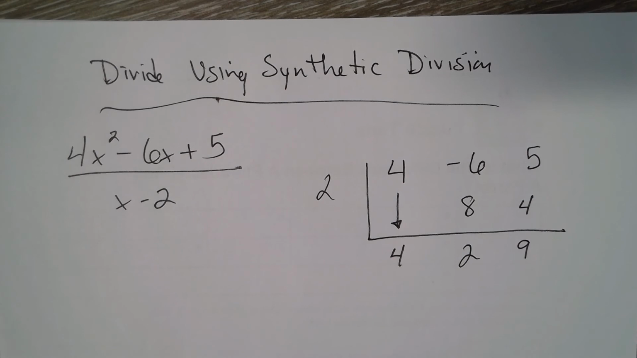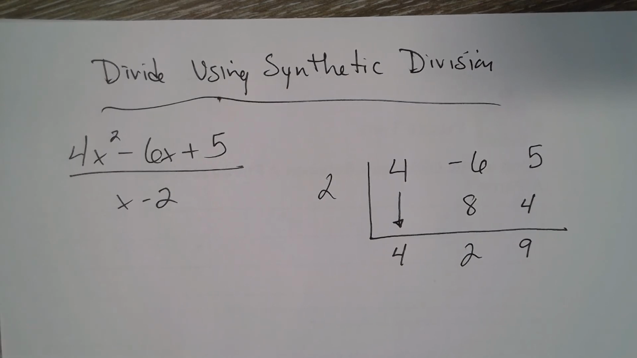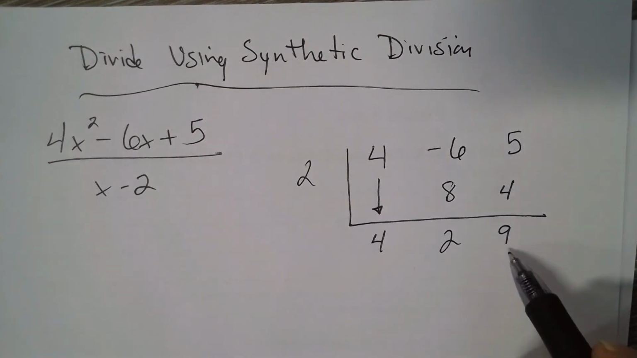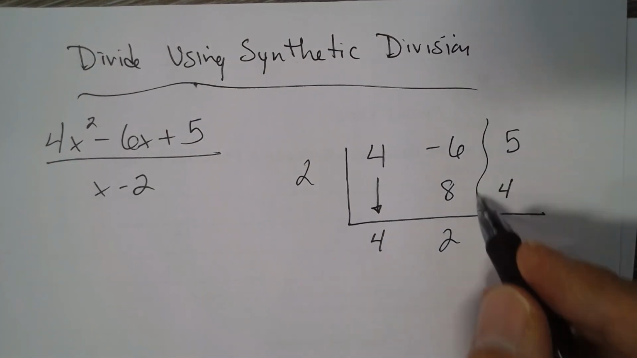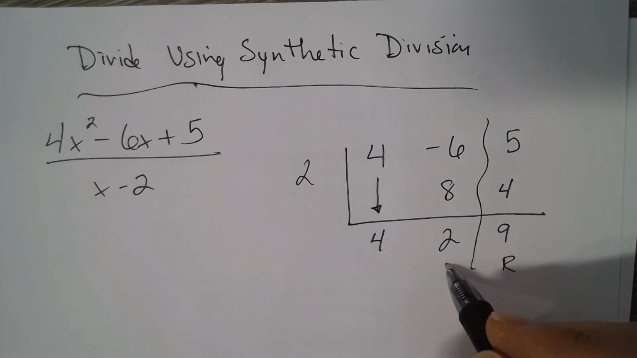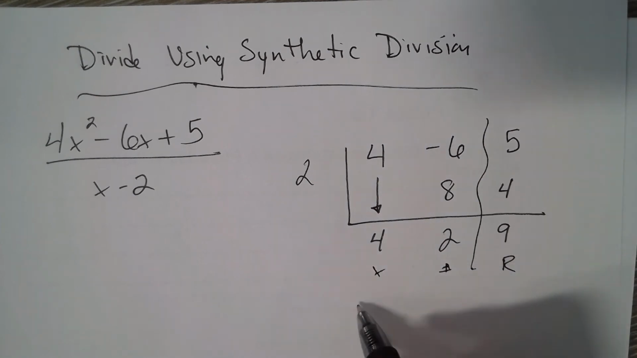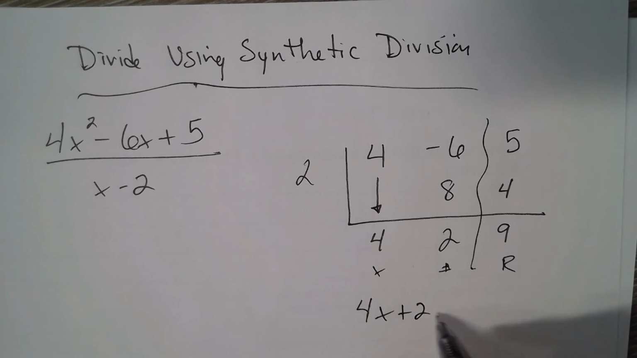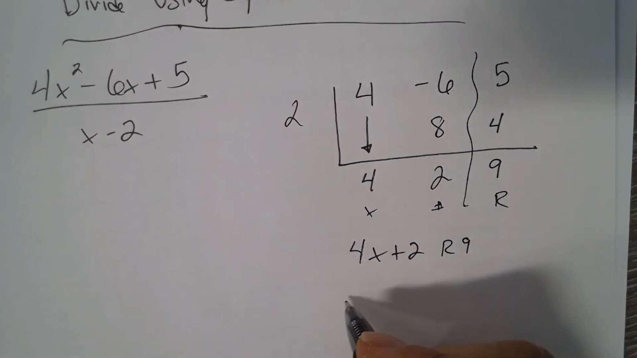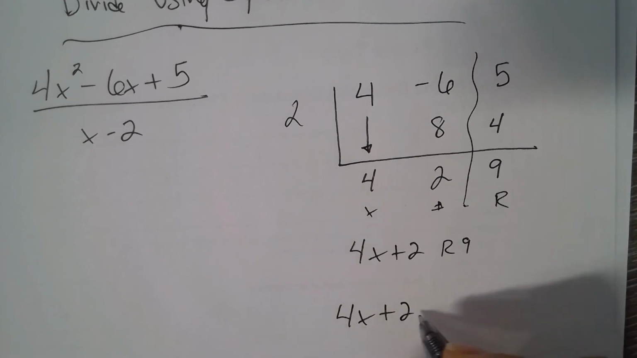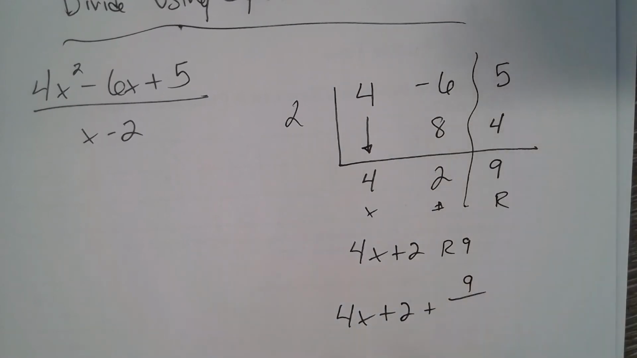How many got that so far? Okay, so most of us. So now this is my remainder. Remainder, there's your number, there's your x. So I get 4x plus 2, remainder 9. So it'd be 4x plus 2 plus 9 over x minus 2.